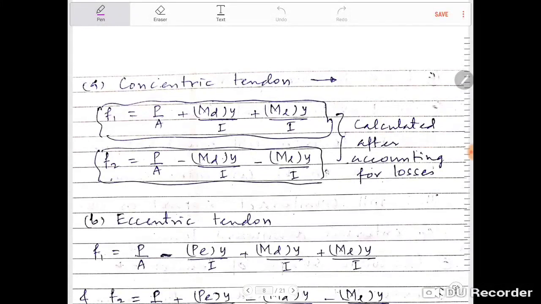Then for the concentric tendon, if you write down the service stage equations, the F1 value is going to be P by A, which is due to the pre-stressing force, MDY by I, which is again due to the dead load, MLY by I, which is due to the live load. Again the F2 value runs in a similar fashion. The only thing is you are going to have negative values for the dead load moment and the live load moment. The reason is both the stresses are going to be tensile.